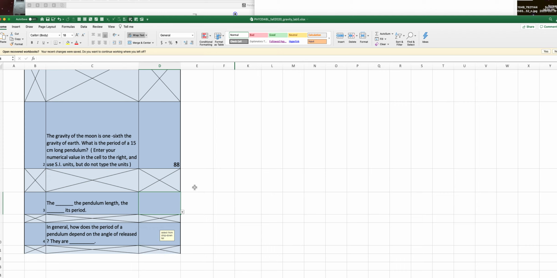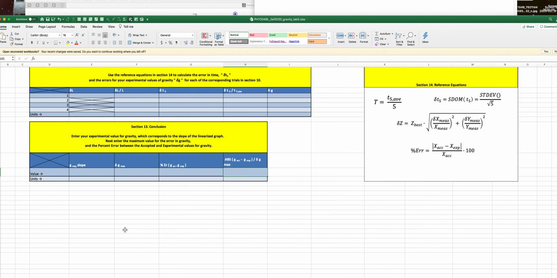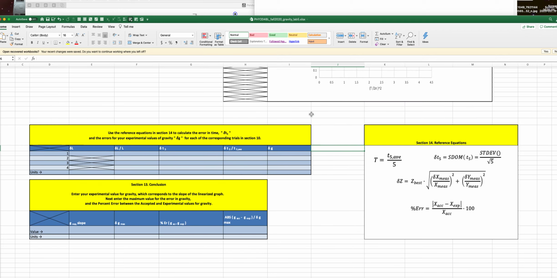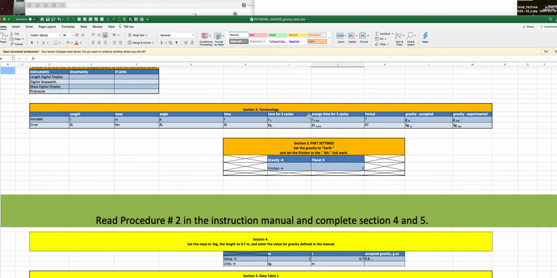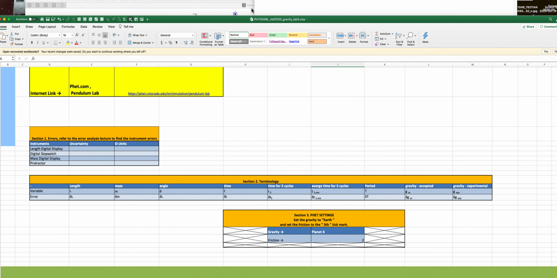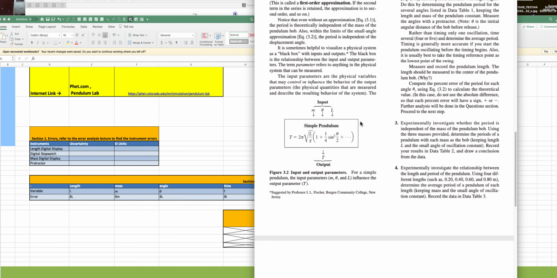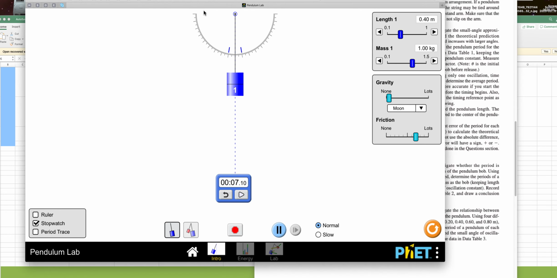So this completes the overview of how to complete the Gravity Lab on Excel. So don't forget that there's 3 components. There's the actual Excel file, and then there's the manual. That's where you're going to get the instructions from. And then there's this PhET website where you're actually going to do the experiment.